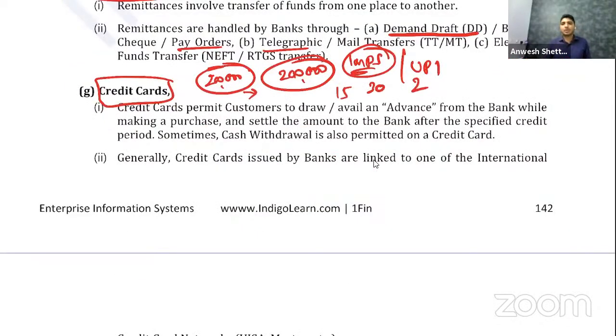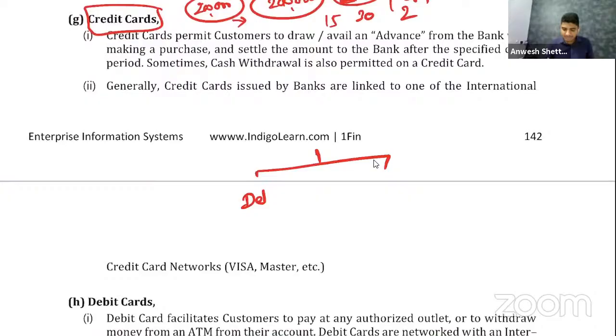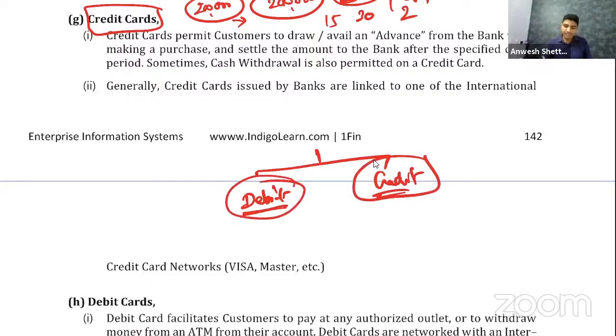Okay, so banks usually give you credit. There are two types of cards we get: one is debit cards and one is credit cards. Debit card means you need to have money in your bank first, then you can pay. So if I have 50,000 rupees in my bank account, then I can purchase only up to 50,000 rupees. That is what a debit card does for me. Now, credit card, what it says, it is nothing but a loan which is given to you.